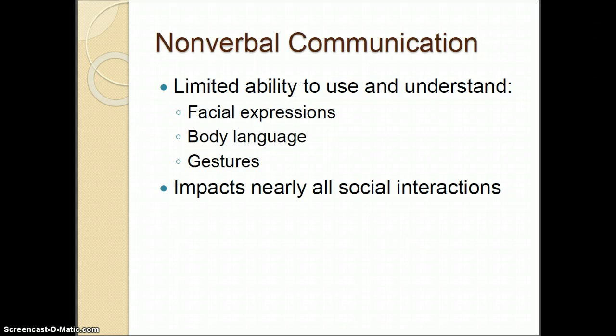Nonverbal communication is something that we see almost universally with individuals on the autism spectrum. So this relates to a limited ability to use and understand facial expressions, body language, gestures, and think about how much this impacts all social interactions, right? If I can't understand what someone's nod or head shake means, what it means when they start to turn their eyes away from me, if they give me a shrug, if I can't understand all of those cues, I'm going to have a really hard time engaging in the back and forth reciprocity that is supposed to happen during any kind of communication with another individual.